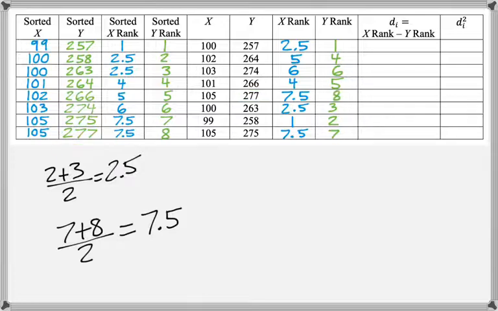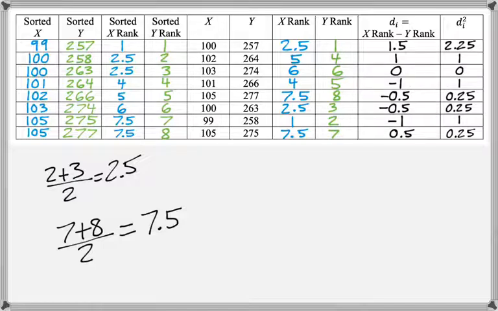So now that the ranks are in the original order, we need to subtract the ranks. And we get 1.5, 1, 0, negative 1, negative 0.5, negative 0.5, negative 1, and 0.5. Finally, we square these, and we get 2.25, 1, 0, 1, 0.25, 0.25, 1, and 0.25.